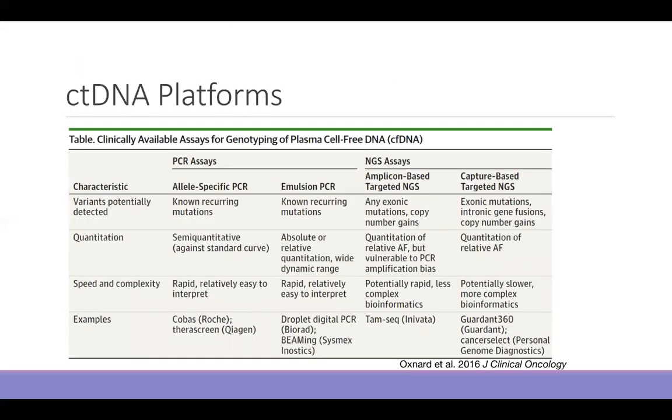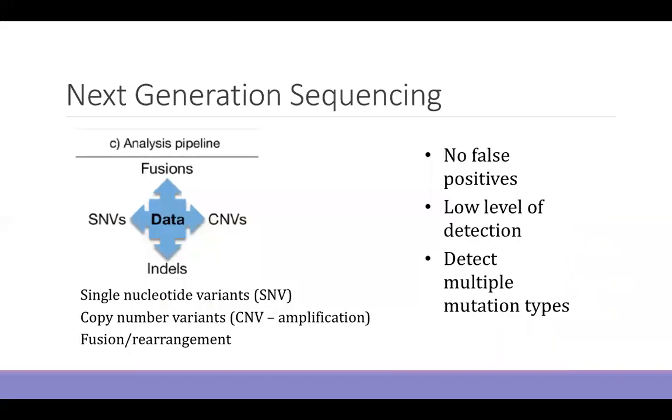All right, these are different ctDNA assays: allele-specific PCR, emulsion PCR, amplicon-based, capture-based DNA targeted NGS. So if you use an NGS-based ctDNA assay, you'll be able to detect all of these: indels, fusions, CNVs, copy number changes, SNVs, but with really, really low false positive rates. And it can detect multiple different types of mutations at the same time.